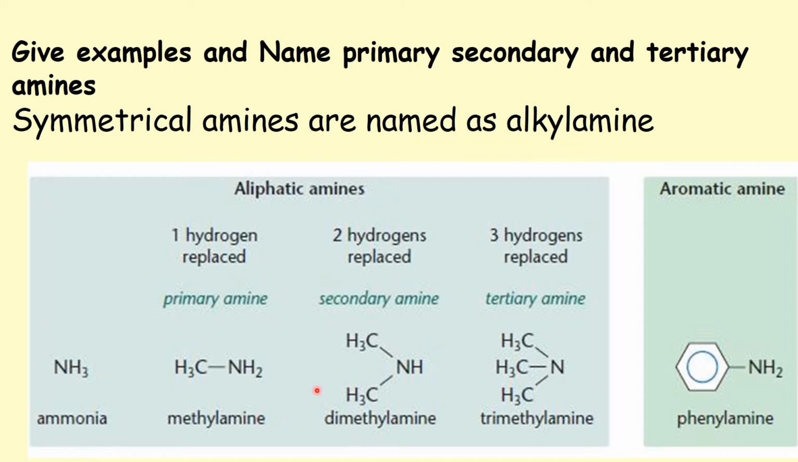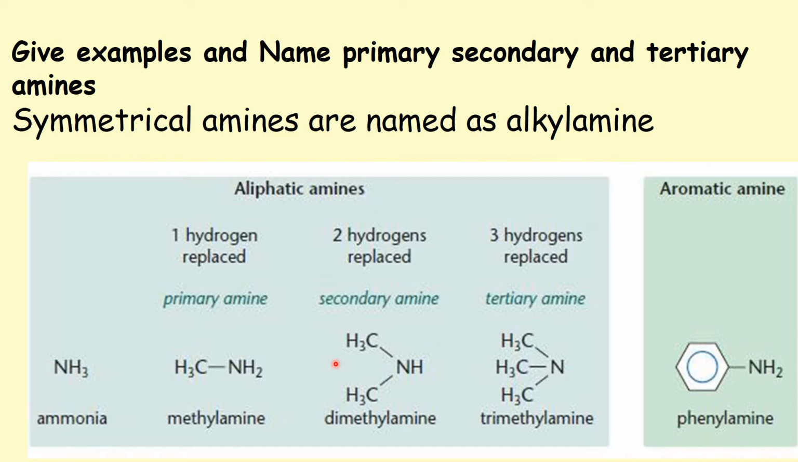If it's got two methyl groups attached to a nitrogen, it's called dimethylamine. And if it's got three methyl groups attached to a nitrogen, it will be called trimethylamine. Okay, so it's a tertiary amine because it's got three hydrogens replaced. The dimethylamine is a secondary amine because it's got two hydrogens replaced, and so on. So I think these are fairly straightforward.